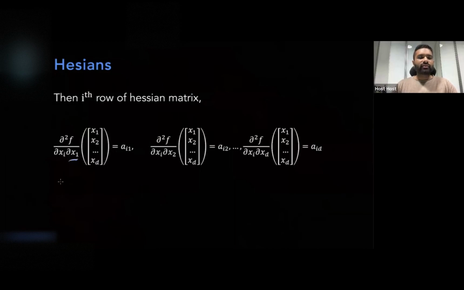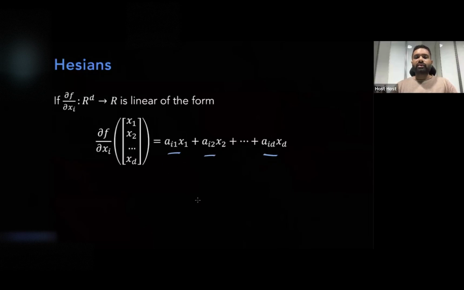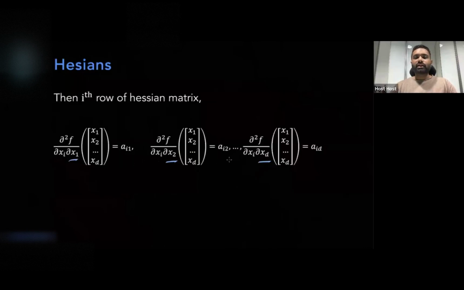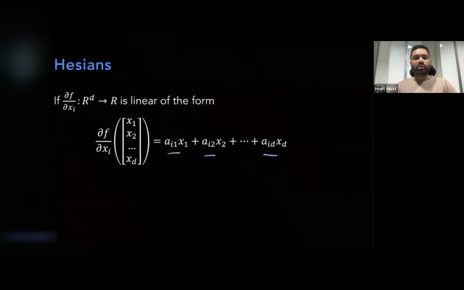First differentiate with respect to x1 again, then differentiate with respect to x2 again, then differentiate with respect to xd again. So I have taken this particular equation: ai1 x1, ai2 x2, up to aid xd. Now if I differentiate with respect to x1 again, I will get a constant, which is ai1. So the first term I will get ai1, the second term I will get ai2, and the last term I will get aid.